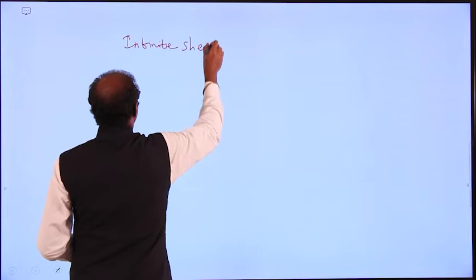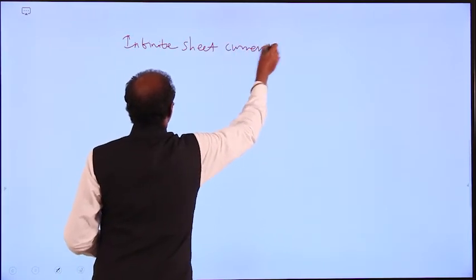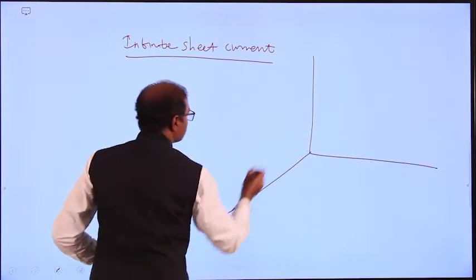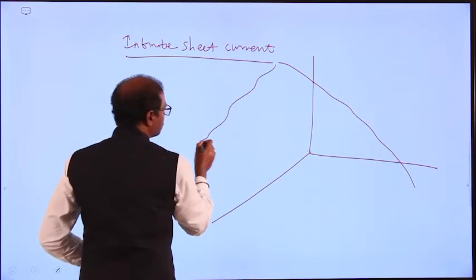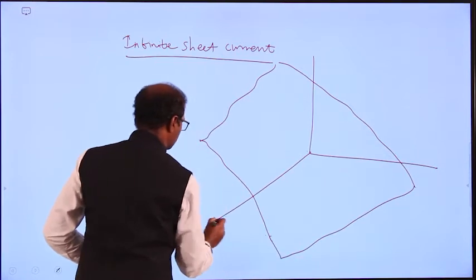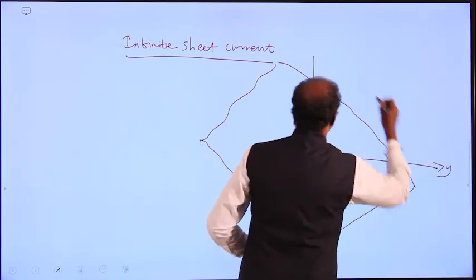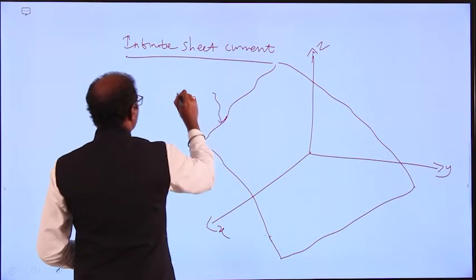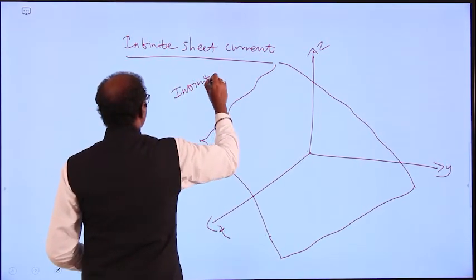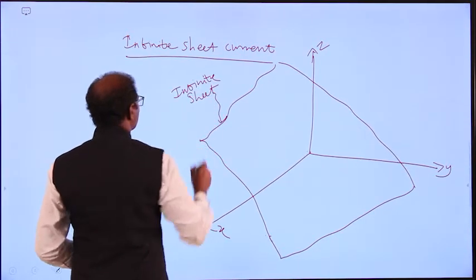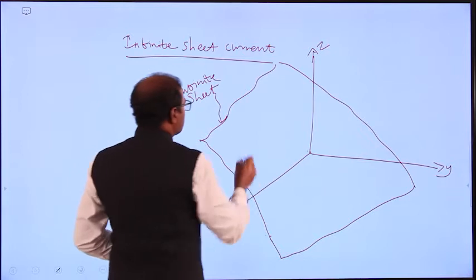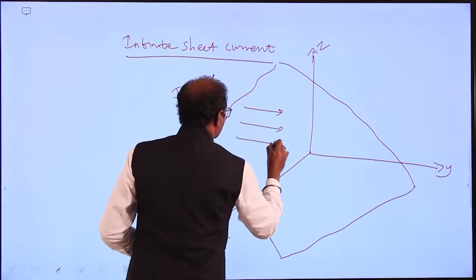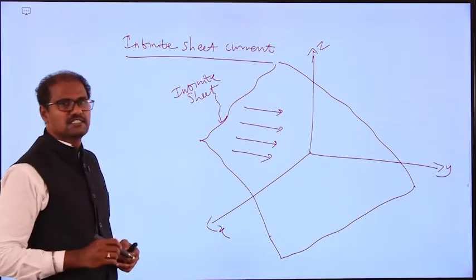Infinite sheet current. With the help of the infinite sheet current, this is called an infinite sheet. The current is moving in these directions.